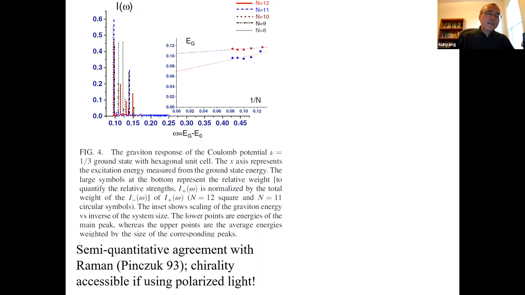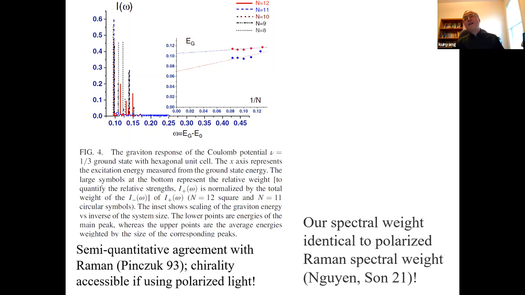This was actually done, though not the spin polarized version, by Aron Pinczuk when he was still at Bell Labs, back in the early 90s. And they indeed found fairly sharp excitations. We compared our calculations with his results and found reasonably good semi-quantitative agreement. But of course, we are still not quite doing the same thing, because one is Raman and the other is gravitational coupling. But in this very recent preprint by Nguyen and Son, they demonstrated that our gravitational spectral weight is identical to the polarized Raman spectral weight. So we are comparing apples with apples and oranges with oranges.